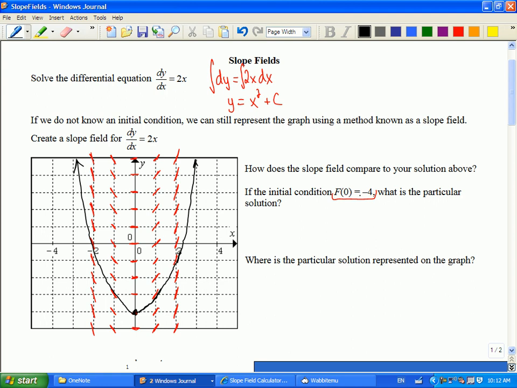If we put that in, 0 and -4, that means y equals -4. This would be -4 is my constant. So the particular solution algebraically is x squared minus 4. And if you look at that picture, that's the graph y equals x squared minus 4. So all the slope field does is it gives you a picture of all the slopes so that if you know the initial condition, you could sketch through the particular graph, or you could use the slope field to visualize the changes there.